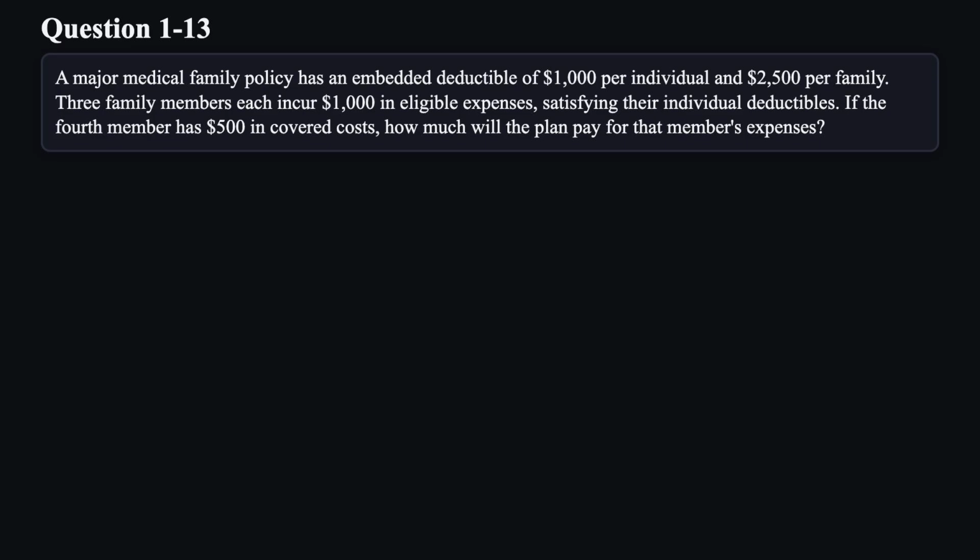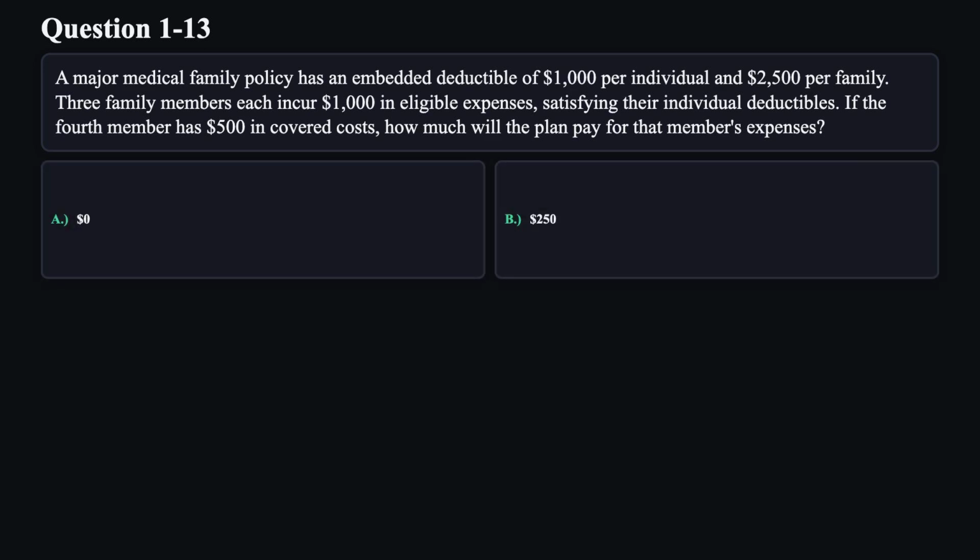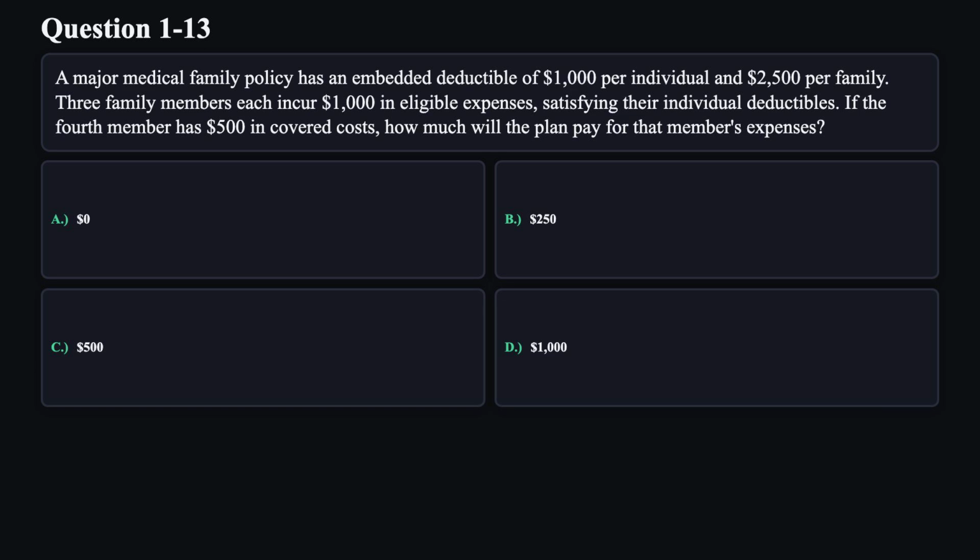Question 13. A major medical family policy has an embedded deductible of $1,000 per individual and $2,500 per family. 3 family members each incur $1,000 in eligible expenses, satisfying their individual deductibles. If the 4th member has $500 in covered costs, how much will the plan pay for that member's expenses? A. $0. B. $250. C. $500. D. $1,000.